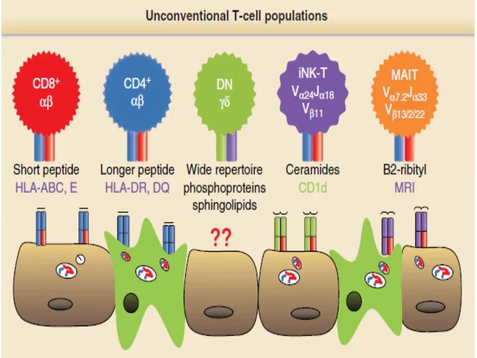Unconventional T-cell populations. Unconventional T cells respond more quickly compared with their conventional counterparts, CD8 and CD4 T cells. These cells are characterized by their limited TCR rearrangement. However, they expand the repertoire of antigens recognized by T cells. Thus, invariant natural killer T (iNKT) cells are able to respond to lipid antigens presented by CD1d.